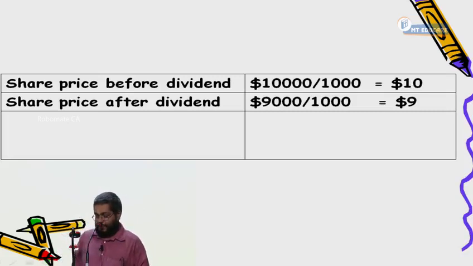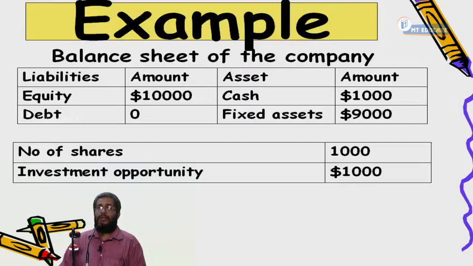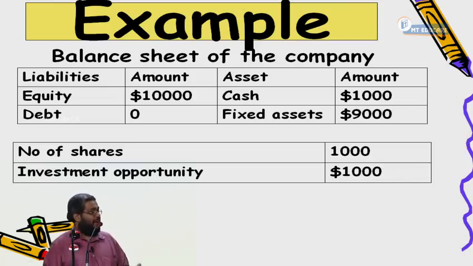Very simple. See, this example sum we are having or not? Answer my question. The number of shares, 1000, is N. Accepted? Let us come back to the Modigliani and Miller problem here.